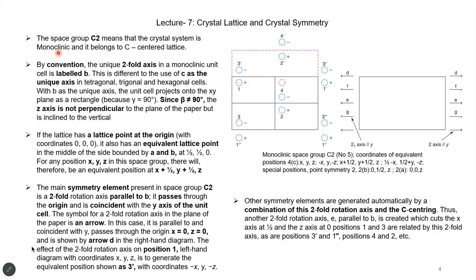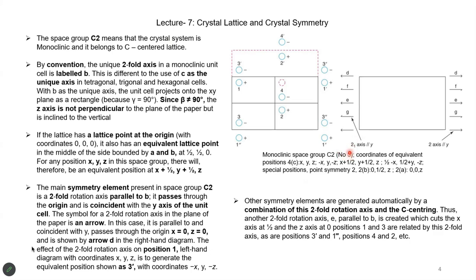The second space group is the C2 space group. We said, if you remember, that a space group is represented by 2 to 4 symbols, and the first one is the lattice type, a capital letter. That means the lattice is side-centered. In this case, it is a C-centered lattice, and this is the symmetry element. So we have a 2-fold rotational symmetry in this space group. It is number 5.